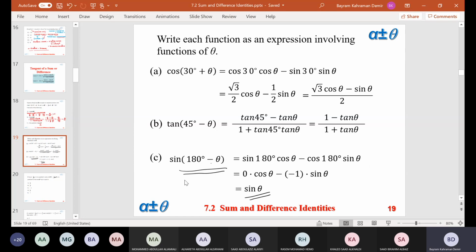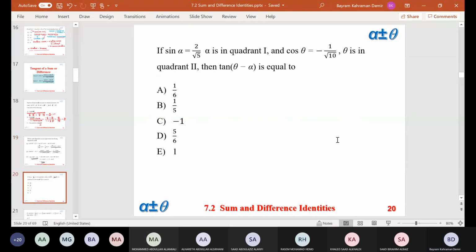Sure. The next is a tangent question here. We have tangent of theta minus alpha. So it is tangent theta minus tangent alpha, divided by 1 plus tangent theta times tangent alpha.